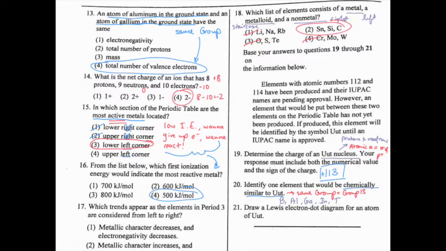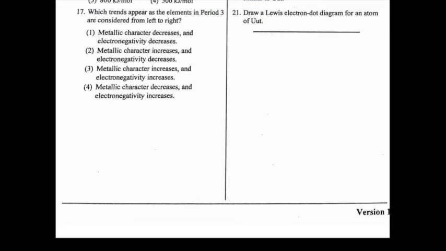Number 21. Draw a Lewis dot diagram for an atom of UUT. So the Lewis electron dot diagram only refers to those in the valence shell. So we decide what group it's in, figure out how many valence electrons it has, and just draw that diagram. So there's 3 of them, and just draw them around. UUT, write the symbol, and then you just draw the dots in for 3.